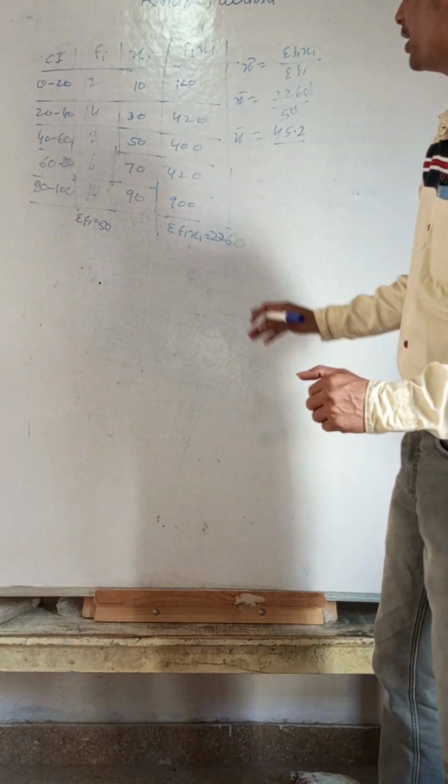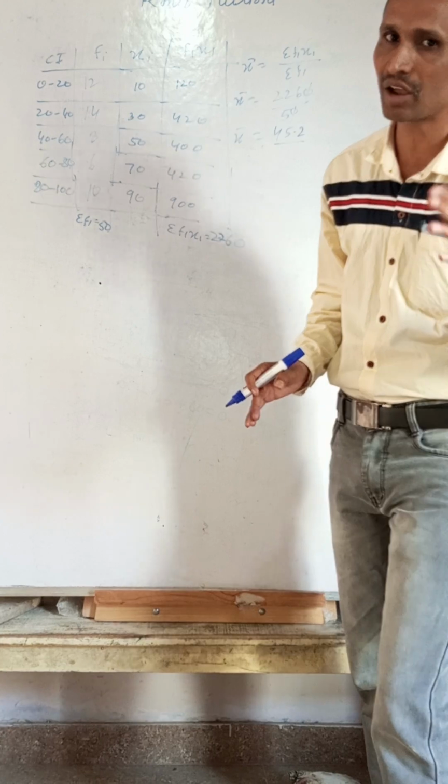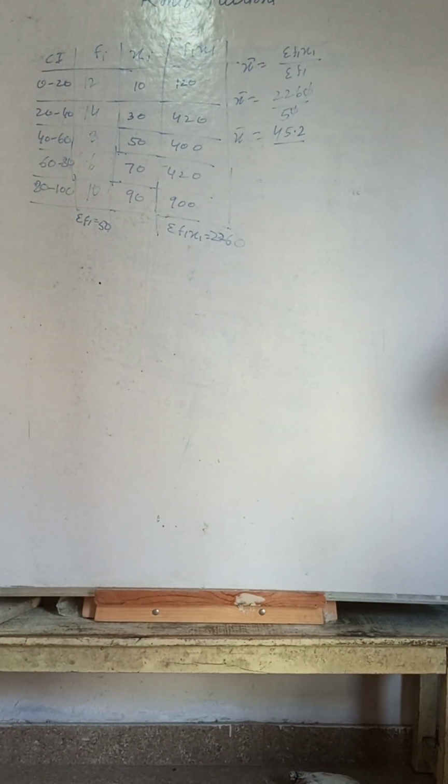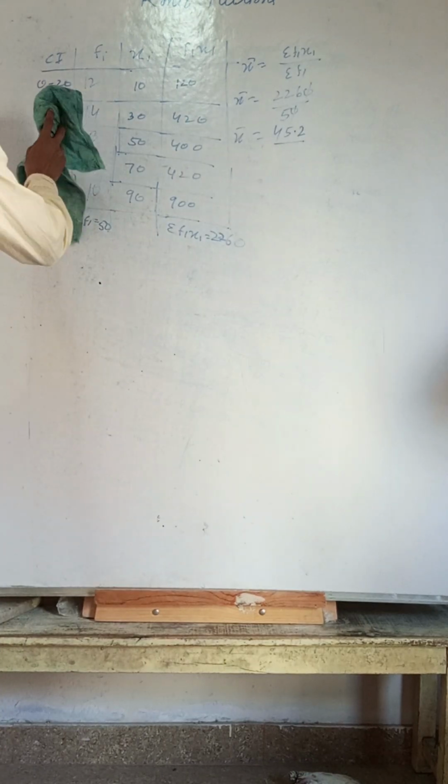If you want it in the assumed mean method, step deviation method, you can refer to the video in the backside. Same question given in that. Now we are going to the next question, the OR question given, that is called the median question. Finding median.